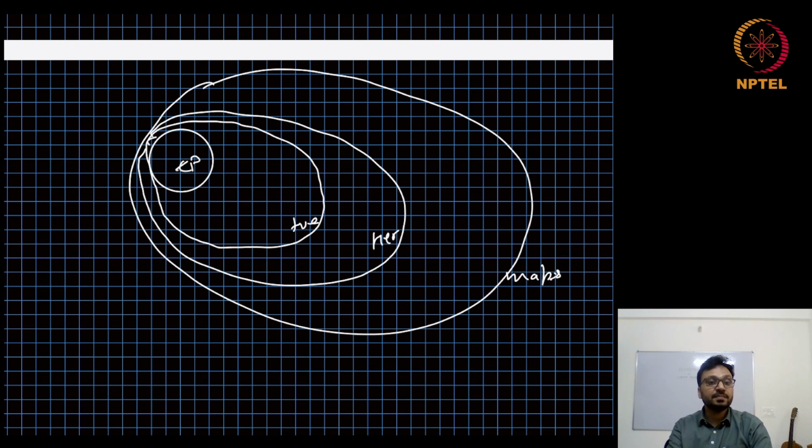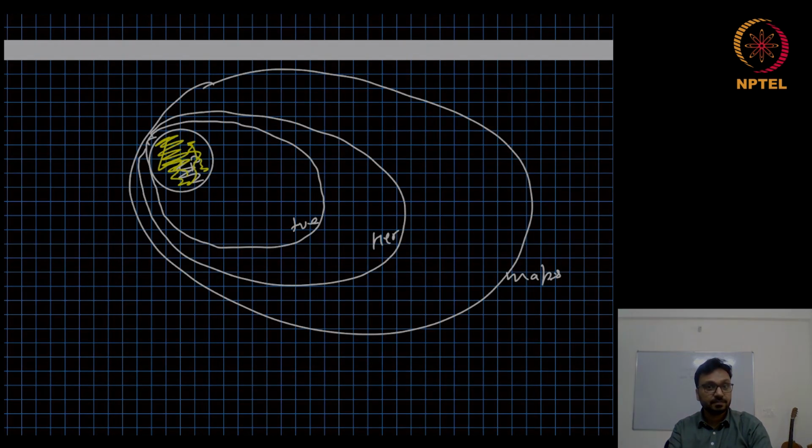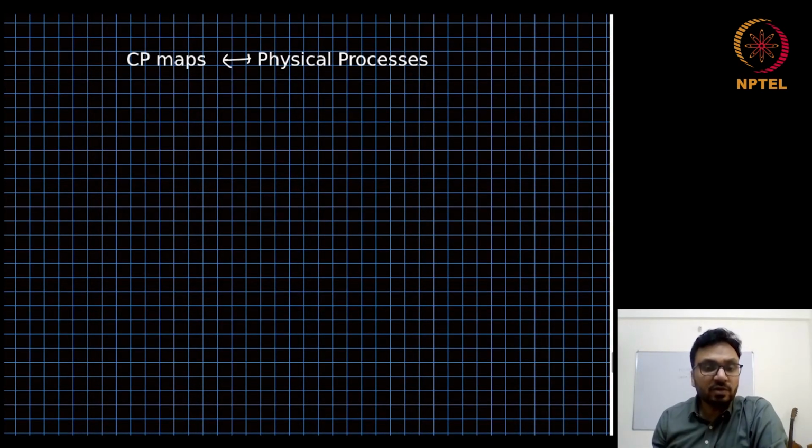This small subset of maps is what represents the physical processes on a quantum system. Only these maps, not all the other maps. So far, we have been only saying that completely positive maps represent physical processes, and all the physical processes can be represented by completely positive maps. But in this lecture, we will establish that connection and give a formal proof of this statement. But before that, we need to understand what we call a physical process.